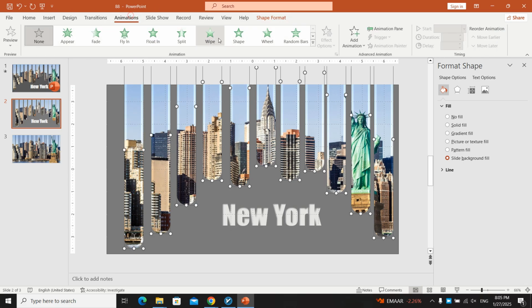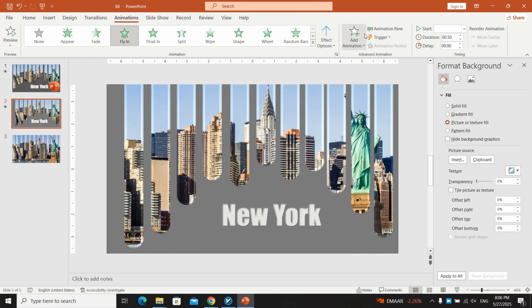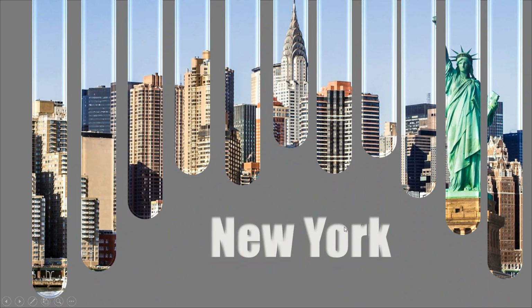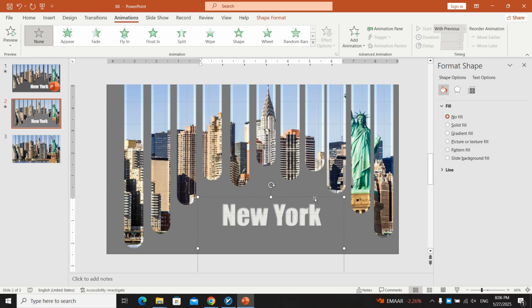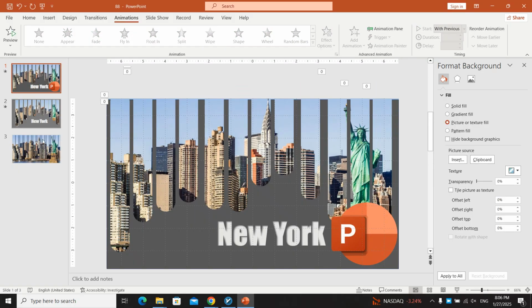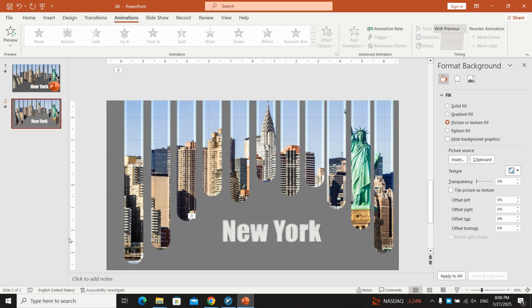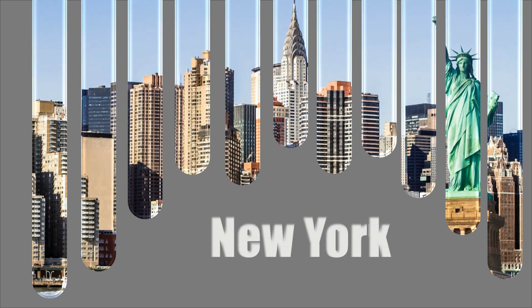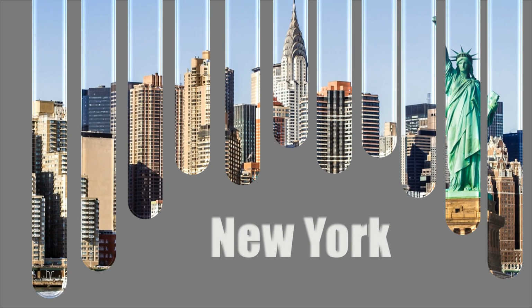and go to animation and say fly in, but from the top, and make the duration longer and set it with previous. Now let's look at this amazing rainfall. And I'm also going to make it wipe with previous. Now look at this slide and see how amazing it has become. So look, it's really amazing.